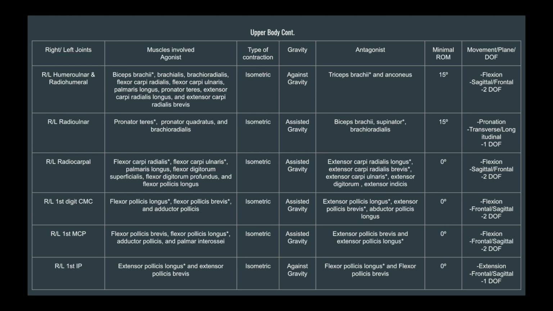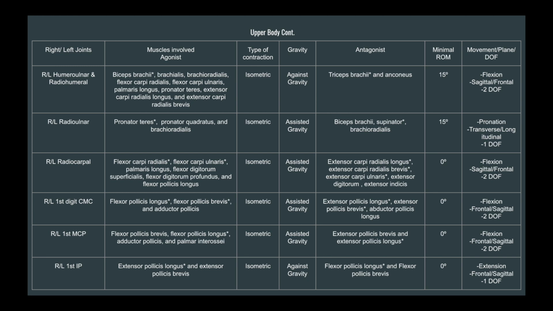Next is the first digit CMC, both right and left sides again, in flexion in the frontal plane and sagittal axis. The main antagonist muscle is the extensor pollicis longus and extensor pollicis brevis, and the main agonist muscle is the flexor pollicis longus and brevis. Next is the first MCP in flexion in the frontal plane and sagittal axis.